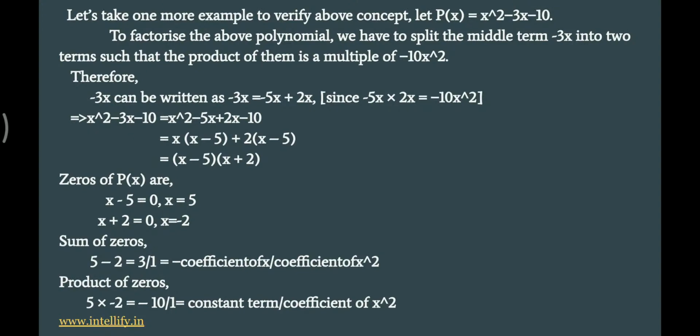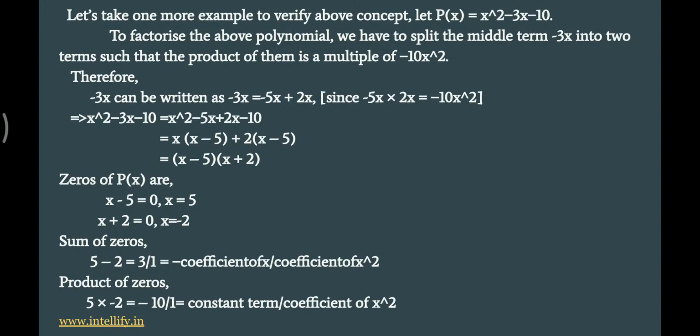Let's take one more example to verify the concept. Let p of x equal x square minus 3x minus 10. We do the factorization where minus 3x is the middle term, and minus 3x equals minus 5x plus 2x. Substituting, it forms x square minus 5x plus 2x minus 10.